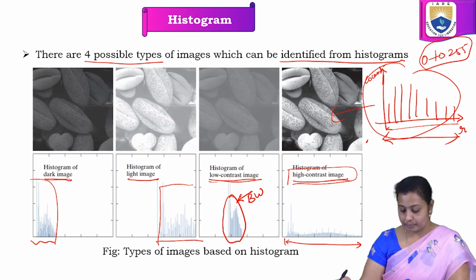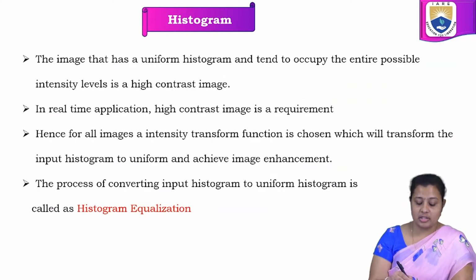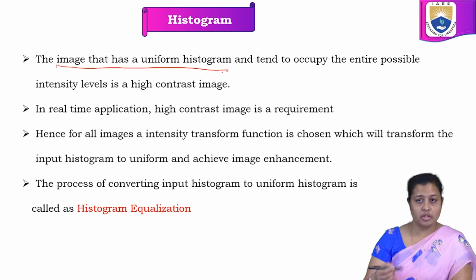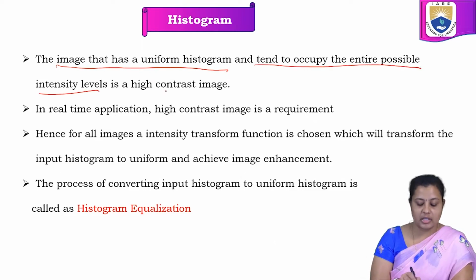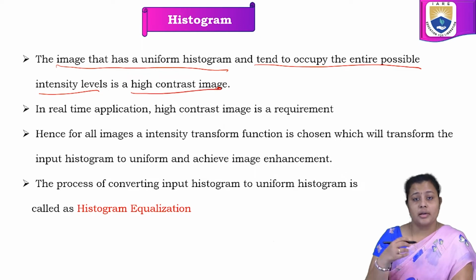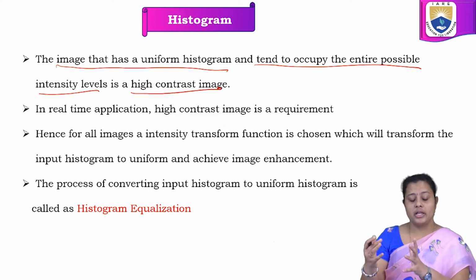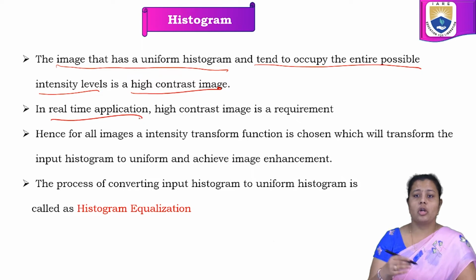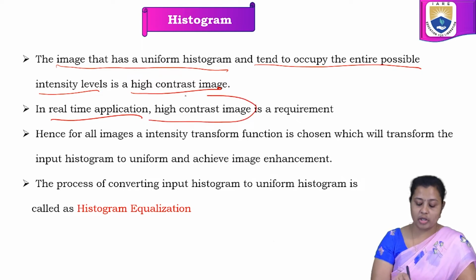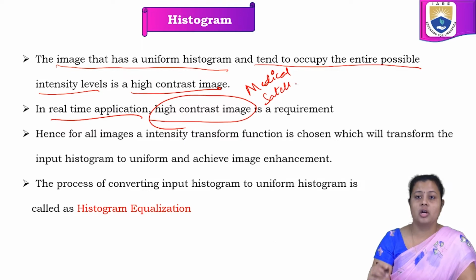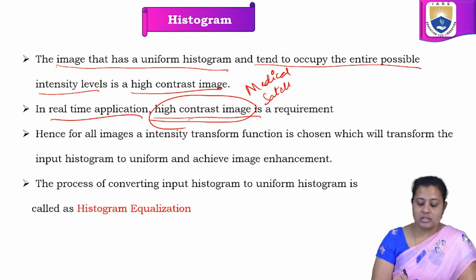image type, right? Here is an image that has a uniform histogram. They tend to occupy the entire possible intensity levels. It is a high contrast image, right? So in real time applications, we want all the images to be high contrast images, especially when we go for medical or satellite communication images. For all those cases, a high contrast image is an important point.